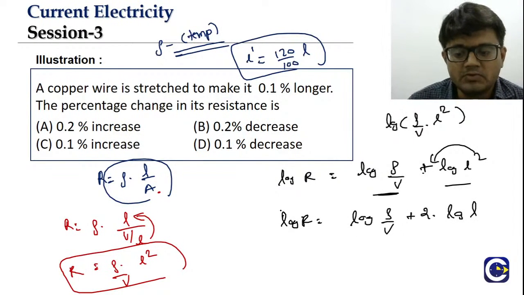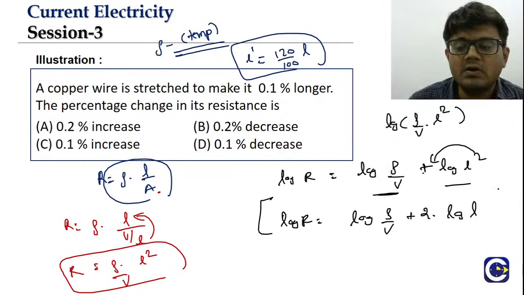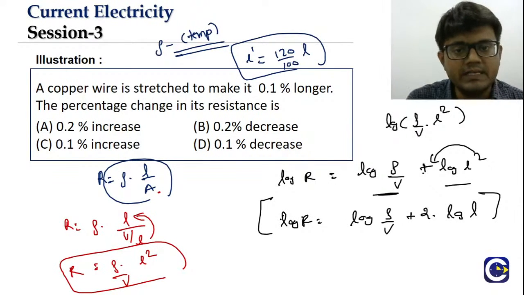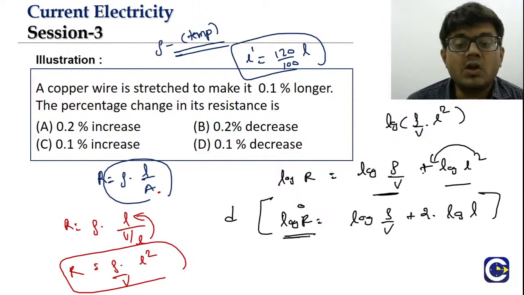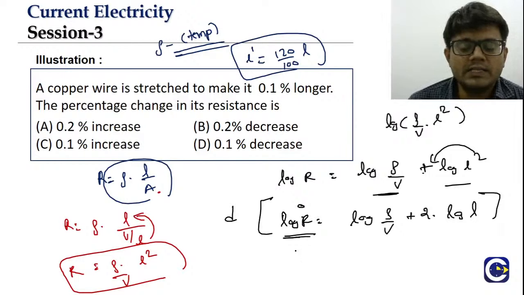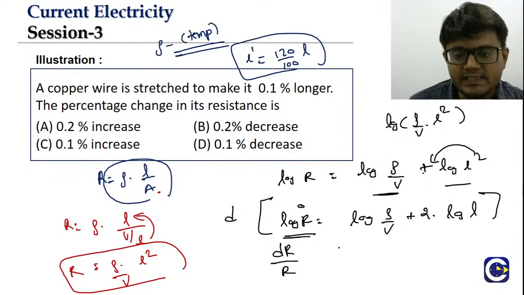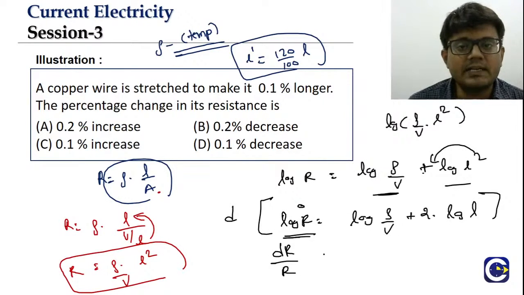Now we are going to take the derivative. So if we take the derivative, take the derivative of this entire expression, on the left hand side and the right hand side. What is the derivative of the logarithm? Suppose we have log x, what is its derivative? It is dx by x. So when we take the derivative, it will be dx by x.